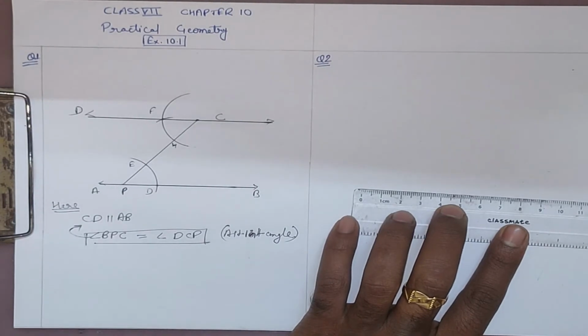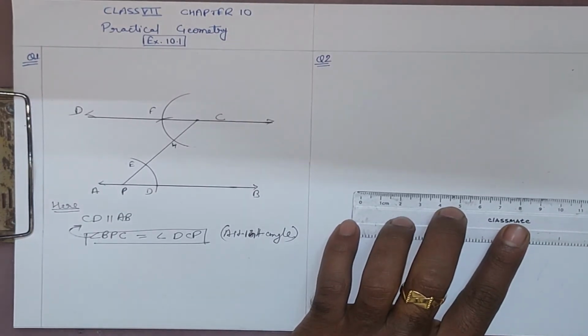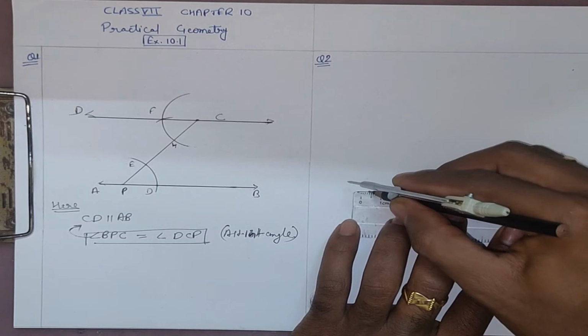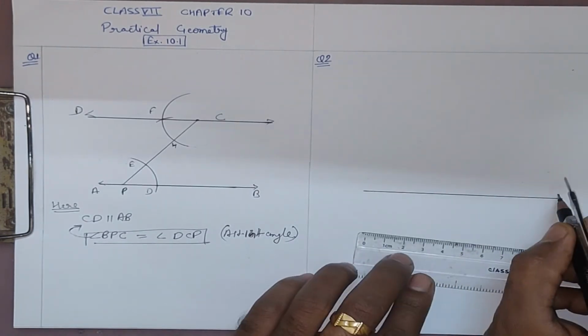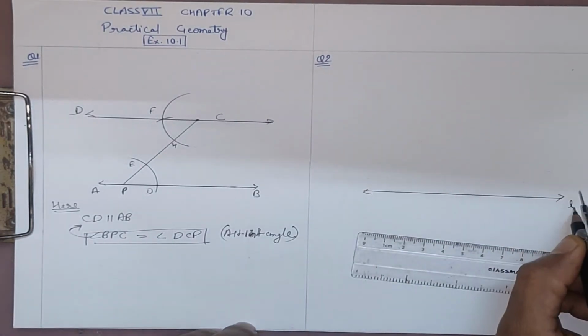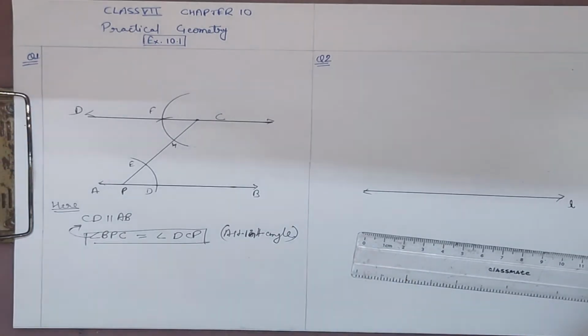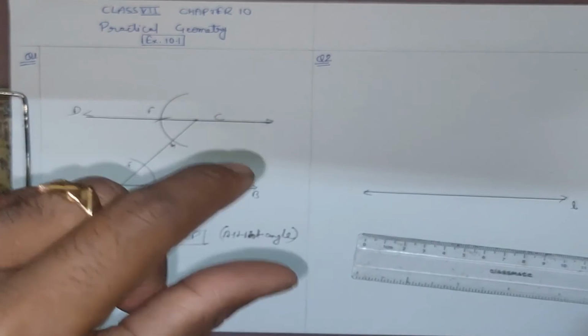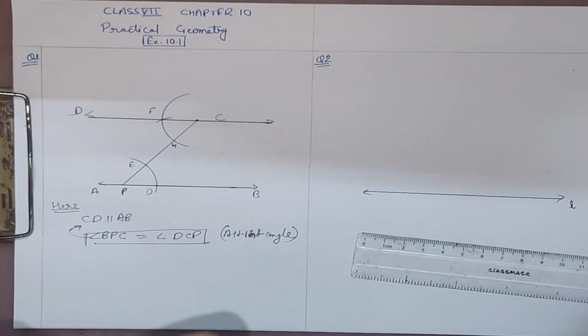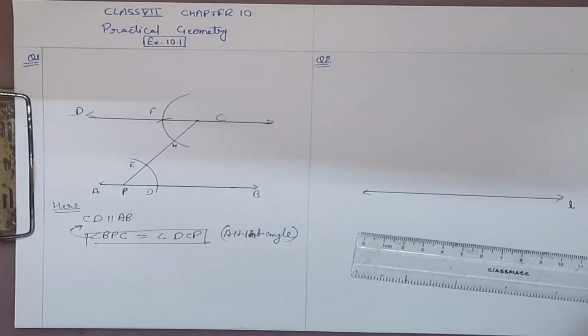The first thing that you have to do is just draw a line L. So we're going to first draw the line L. This is our line L. Now on L, take any point on L and draw on this a perpendicular, choosing point X.